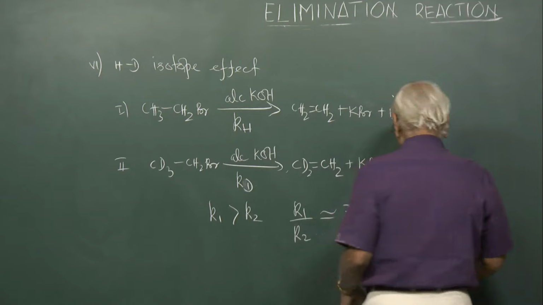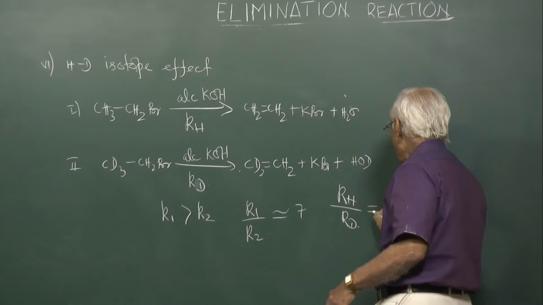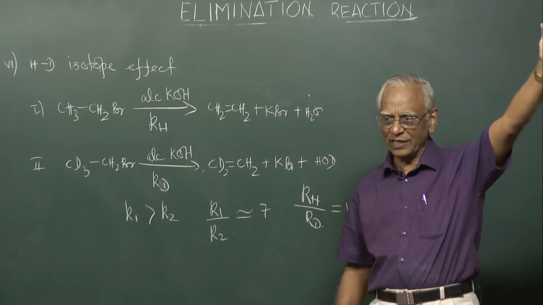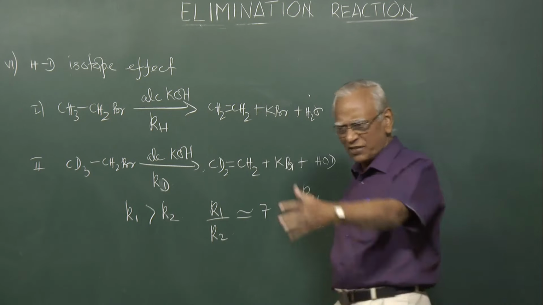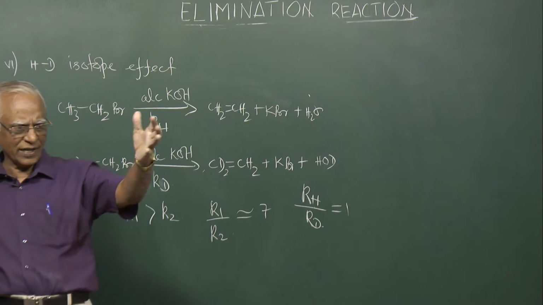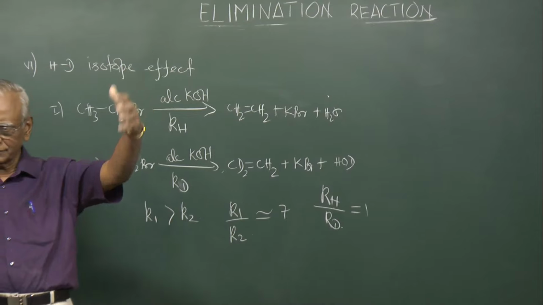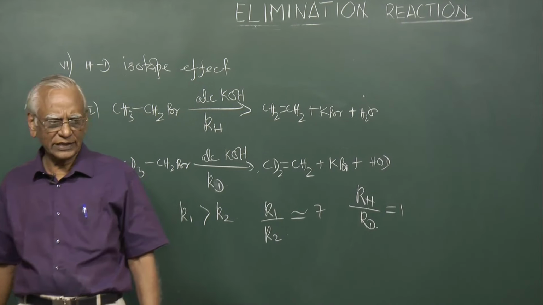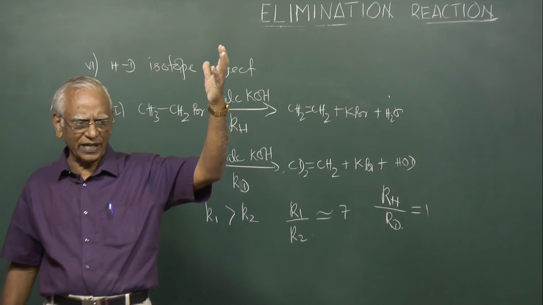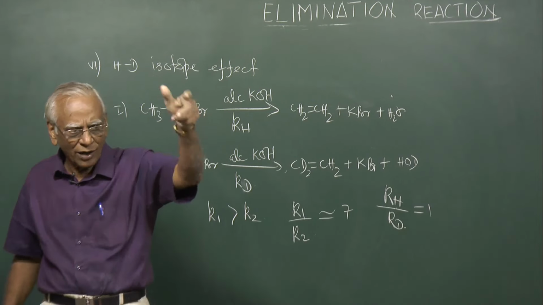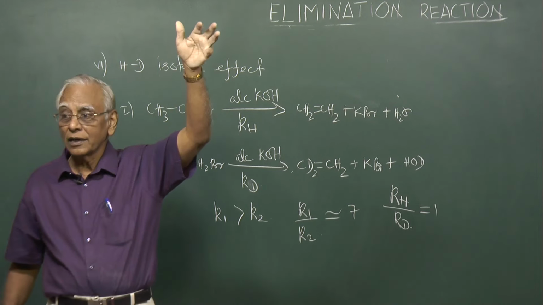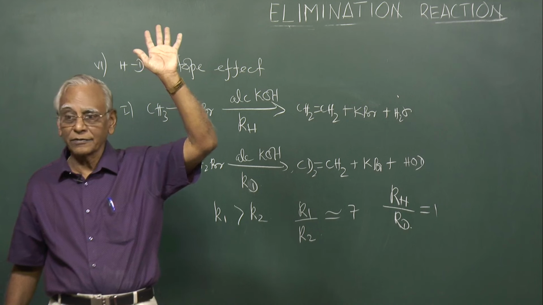Now, whenever this value is equal to 1, what is the conclusion? No hydrogen deuterium isotope effect. It's not the first time we are seeing this hydrogen deuterium. Have we not seen it? Aromatic electrophilic substitution reactions: halogenation, nitration, sulfonation, Friedel-Crafts alkylation. Is a carbon hydrogen bond broken in the rate determining step there? Yes or no? We have to know the mechanism of aromatic electrophilic substitution.